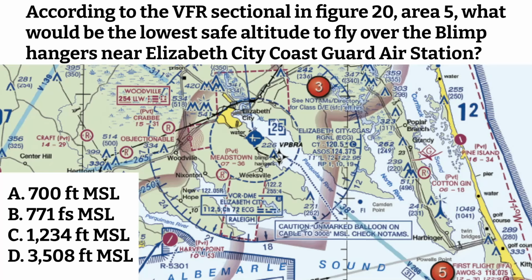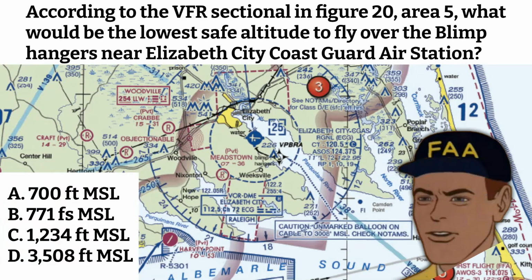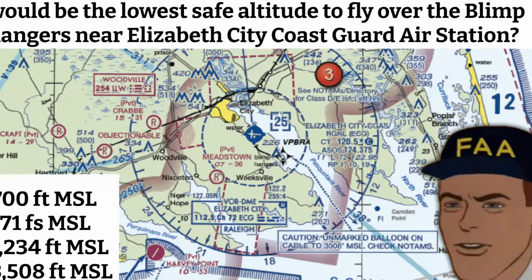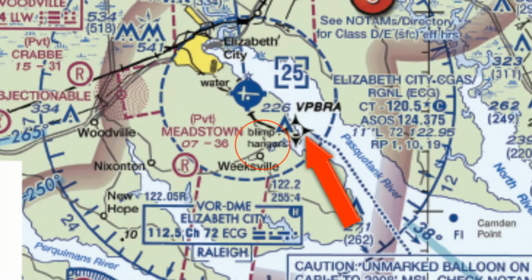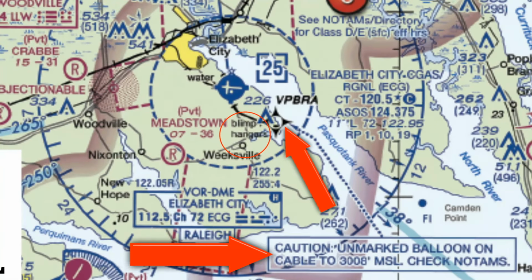So let's take a look at figure 20 and see why we want to fly much higher than that. Now, this is a little bit of a trick question. There really isn't anything inherently dangerous about flying over the blimp hangars right here. But if you'll notice, there's a GPS waypoint right next to those with a little note down below it. It says that there also could be an unmarked balloon on a cable up to 3,008 feet MSL, so be sure to check the NOTAMs.